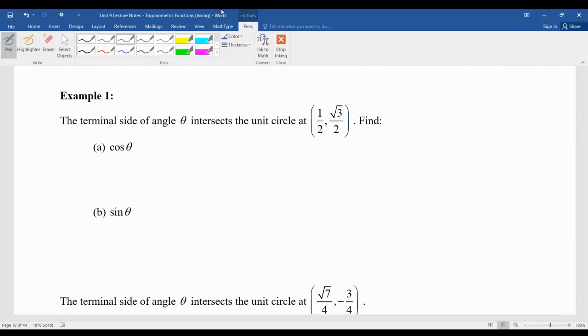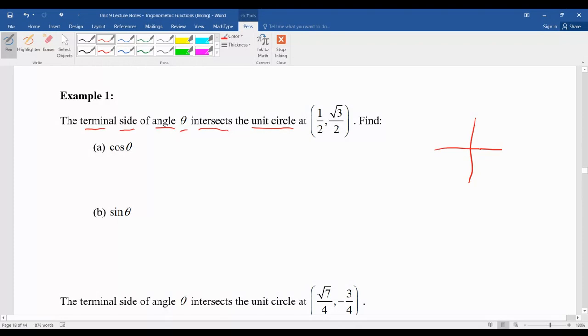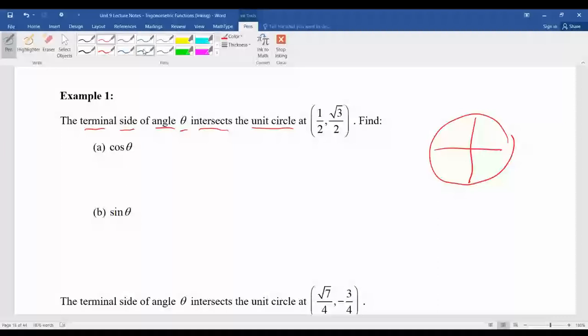Example, the question says the terminal side of an angle theta intersects the unit circle. So it means the hypotenuse is 1 at this point. Sketching a figure is optional, but let's just have a better idea what we are talking about. The terminal side of an angle theta intersects the unit circle at 1/2, root 3 over 2.